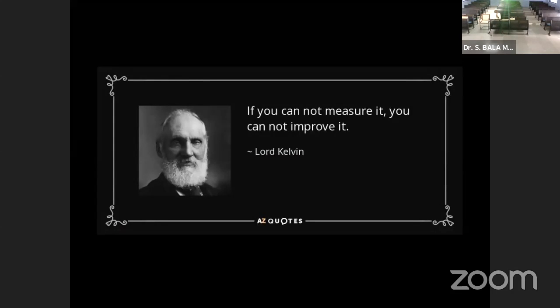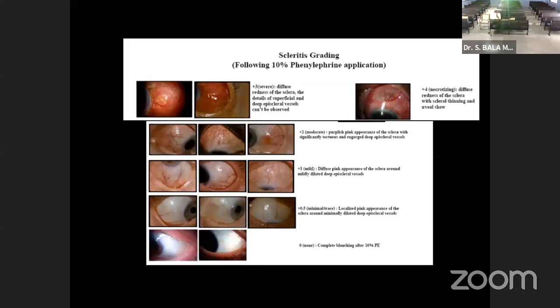If you can't measure it, you cannot improve it. So the grading of scleritis becomes very important. This is a pictorial grading, which grades from 0.5, 1, 2, 3, and 4. And in grade 4, there is diffuse redness with thinning and a scleral show.